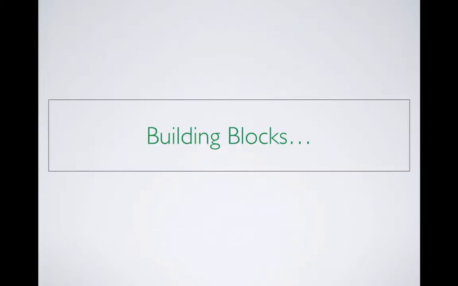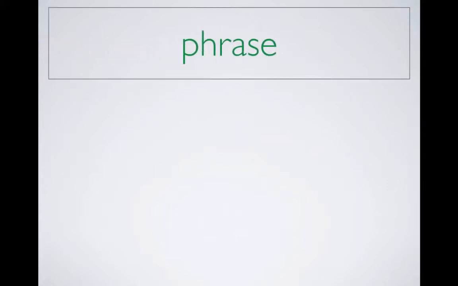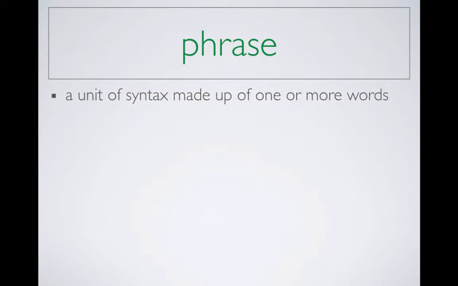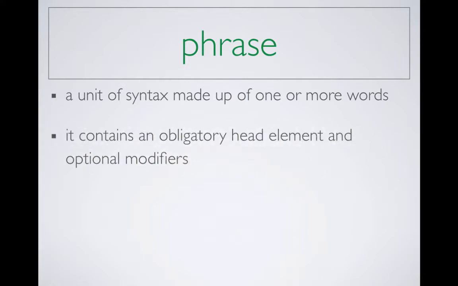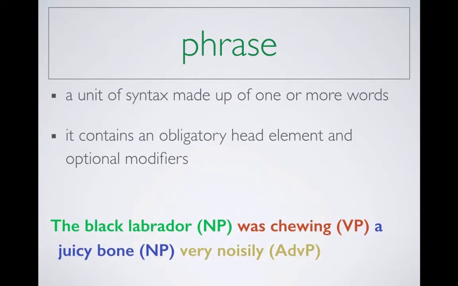Let's begin with building blocks. The phrase is the first one. A phrase is a unit of syntax made up of one or more words, and it contains an obligatory head element and optional modifiers. Here's an example: The black Labrador was chewing a juicy bone very noisily.